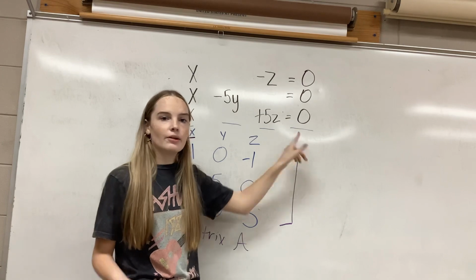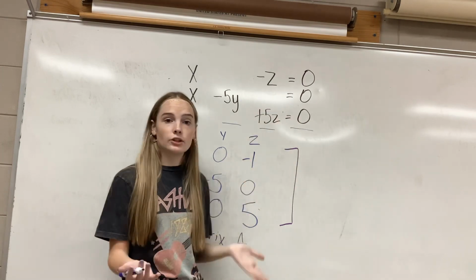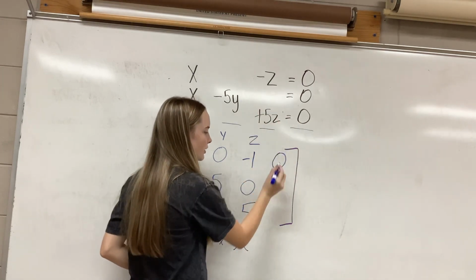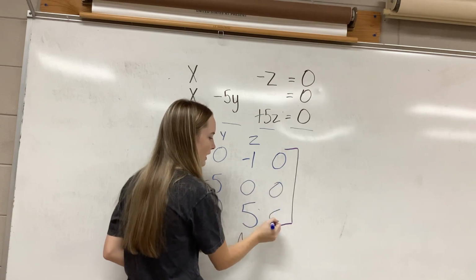Then for this last column, we see that it's all zeros, and that's all you have to put in this last column. You're going to take what's after that equal sign and just add it there.